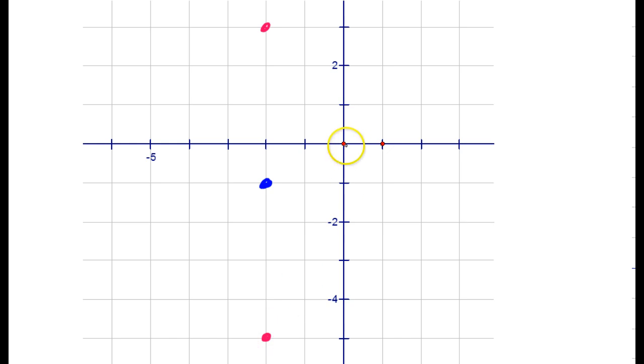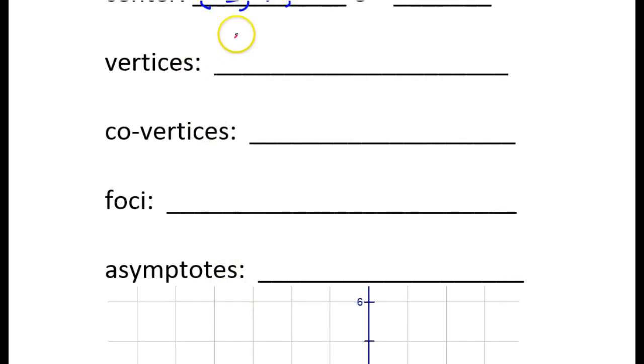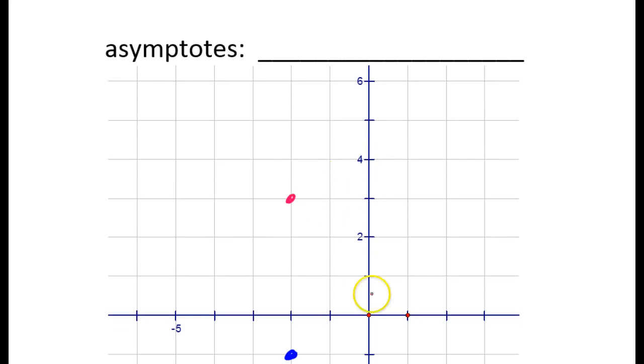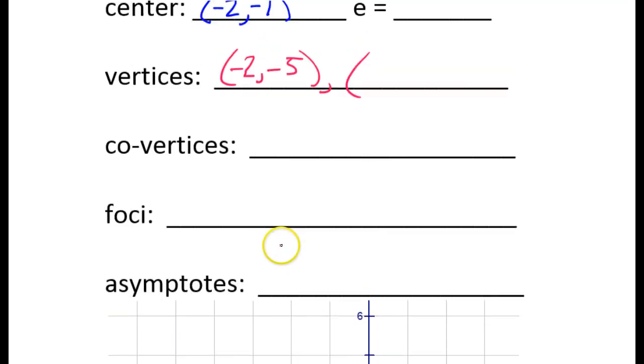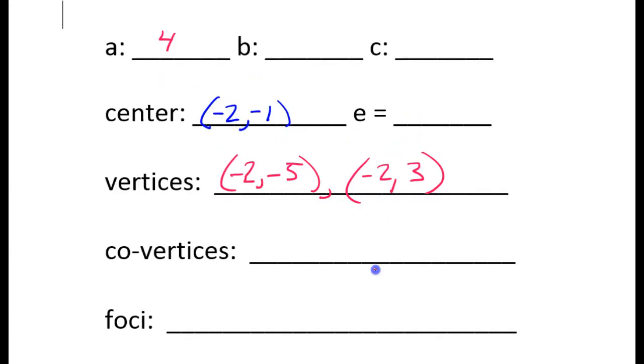So the lower vertex is -2, -5. And the upper vertex is -2, 3. So those are my vertices.